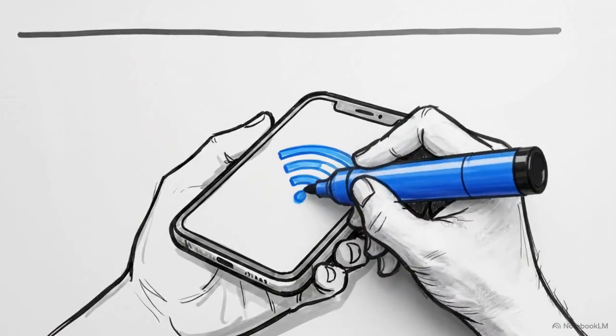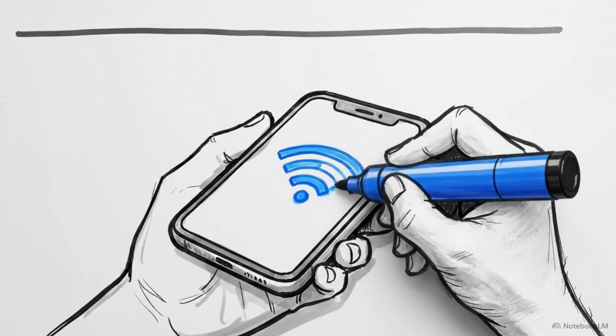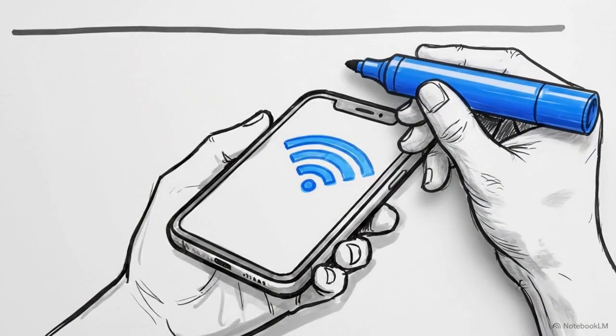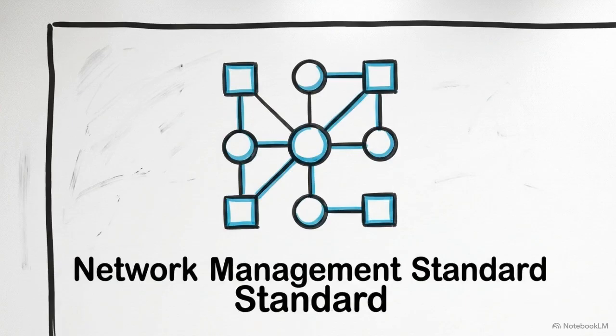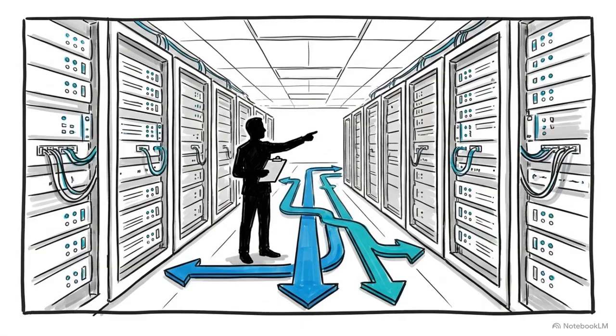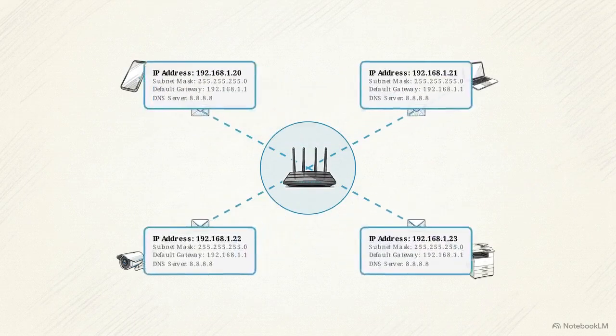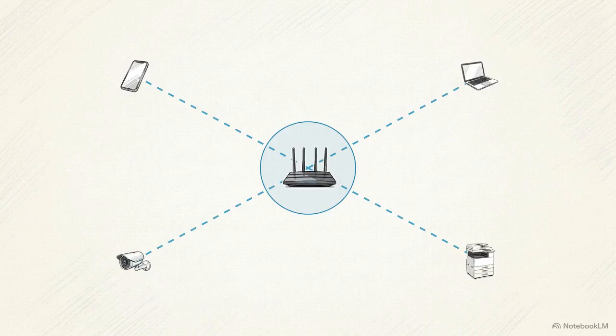Have you ever wondered how your phone instantly gets an IP address when connecting to Wi-Fi? That is the role of DHCP. DHCP stands for Dynamic Host Configuration Protocol. Think of it as an invisible network manager that works behind the scenes to automatically hand out the digital coordinates every device needs to communicate.